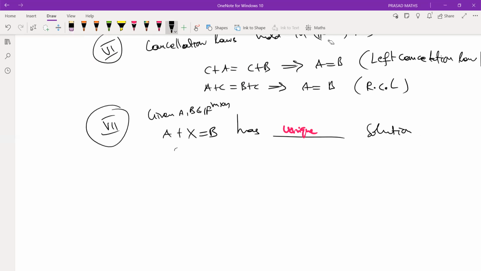See, you are working with respect to addition. You are working with matrices with respect to addition, so B minus A. Yeah, right. That is, X is equal to, yeah, B minus A. So this is my solution. It is a unique solution, right?